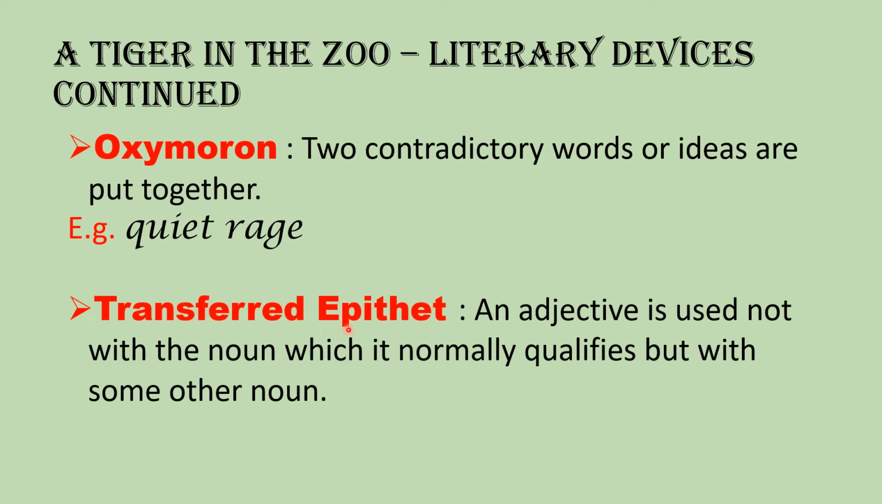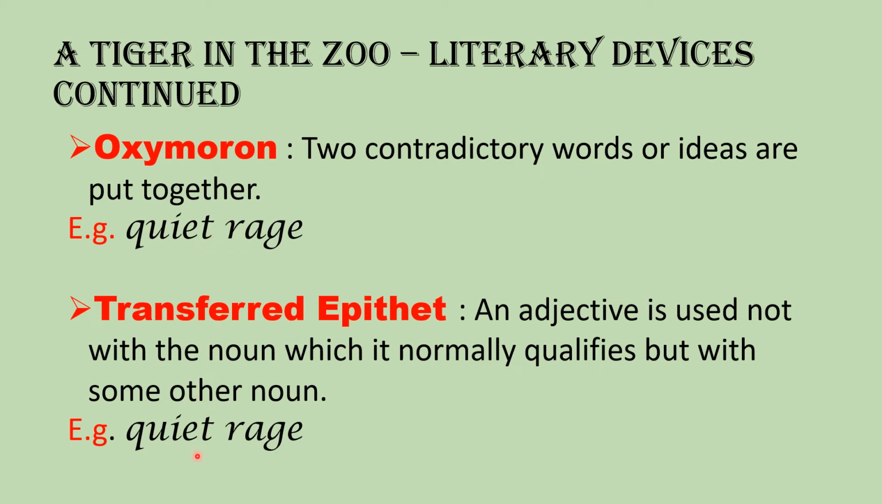Okay, let's go on to the next literary device. That is transferred epithet. Now, what is transferred epithet, children? It is when an adjective is used not with the noun which it normally qualifies but with some other noun. Let's understand with the help of an example. Now, "quiet rage." We have used this phrase here also. That means quiet rage is an example of two literary devices. One is oxymoron and the other one is transferred epithet.